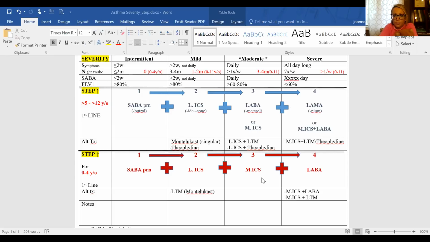Okay, so just remember, step 1 with the intermittent goes SABA. SABA, short acting rescue. All of our asthmatic patients have to have some kind of rescue inhaler at all times, whether they're having symptoms or not. They have to have it just in case. Step two, that goes with the mild, they should be on a low steroid, right?